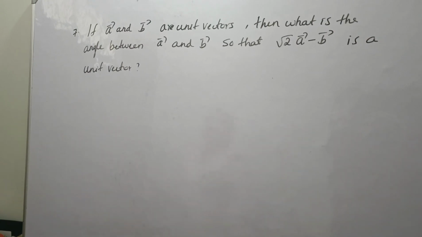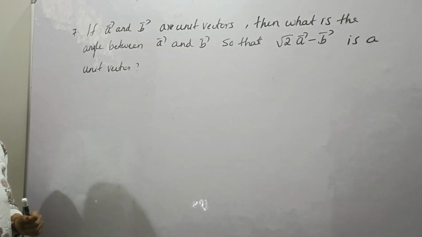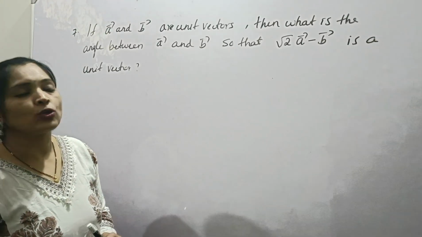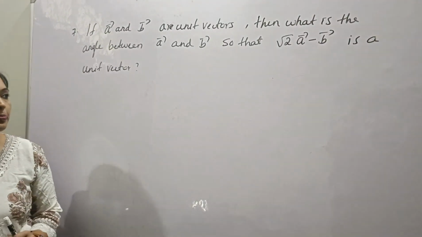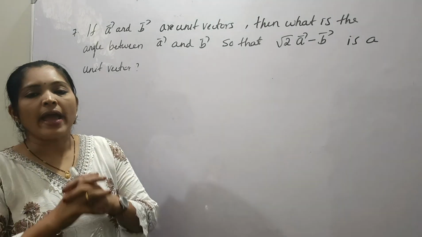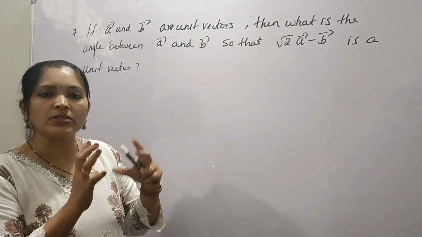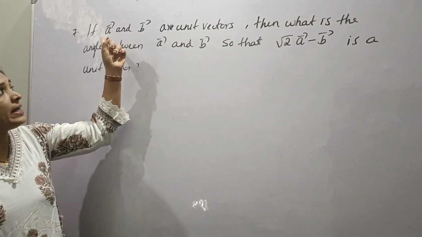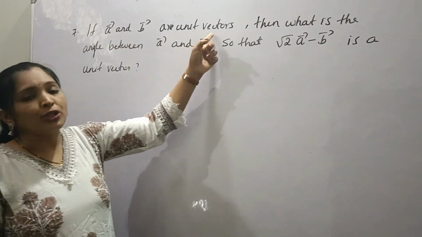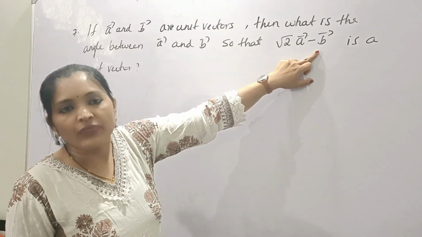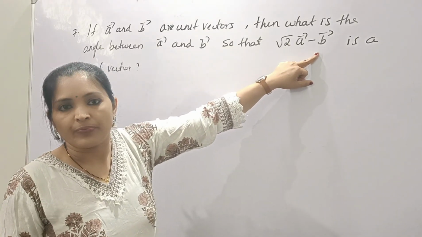If vector A and vector B are unit vectors, then what is the angle between vector A and vector B so that root 2 vector A minus vector B is a unit vector? See, here we have to find the angle between two vectors, vector A and vector B. Given conditions are vector A and vector B are unit vectors and root 2 vector A minus vector B is also a unit vector. Okay.